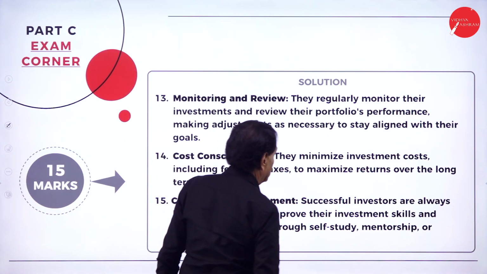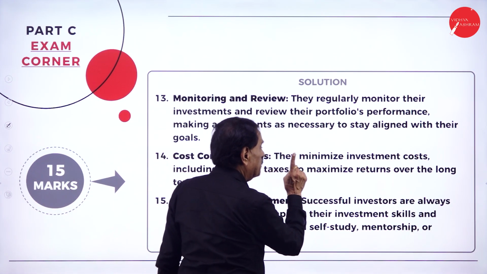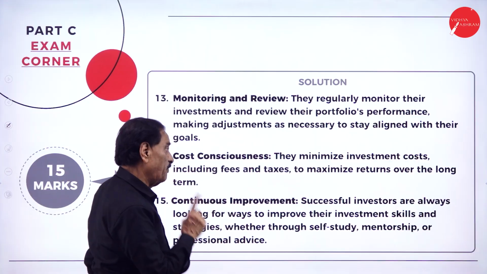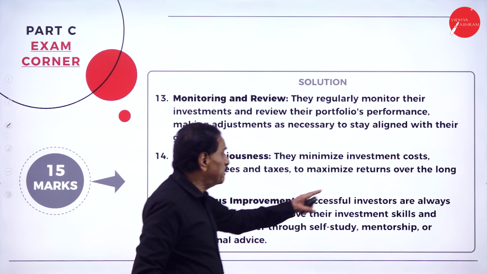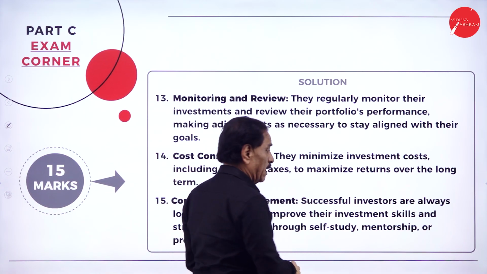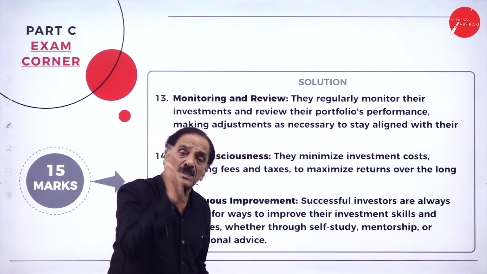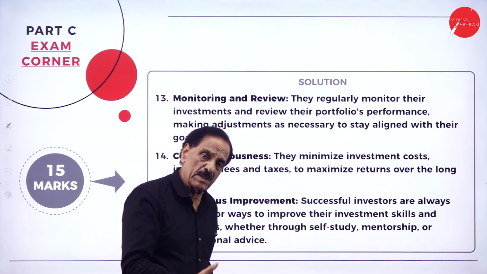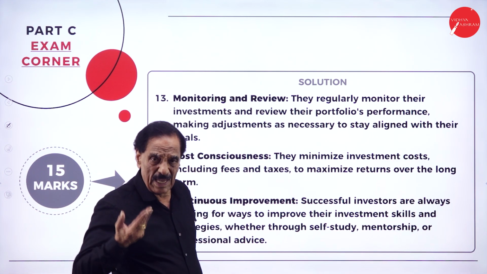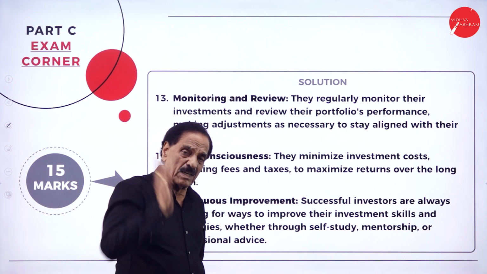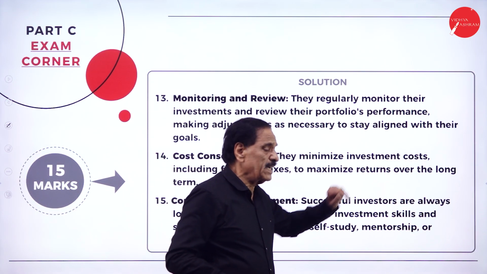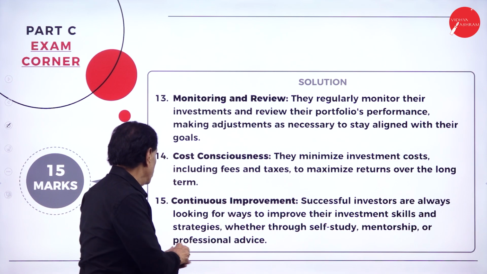Cost consciousness. They minimize investment costs, including fees and taxes, to maximize return over the long term. So the costs should be cut off, and we will have more gain. Costs and taxes should be cut so that we can realize more profit.